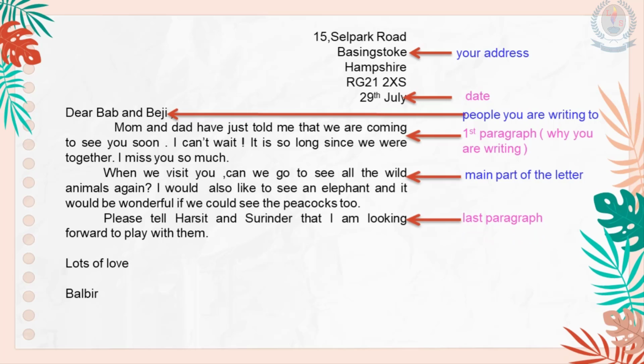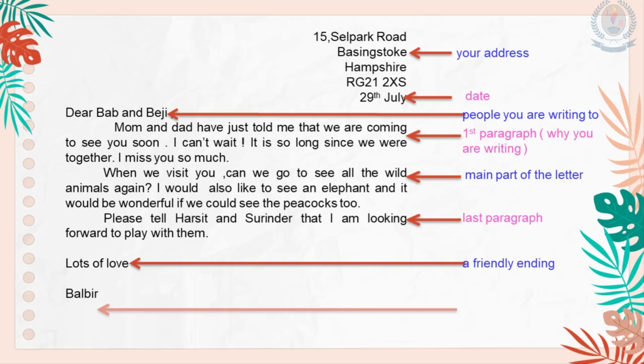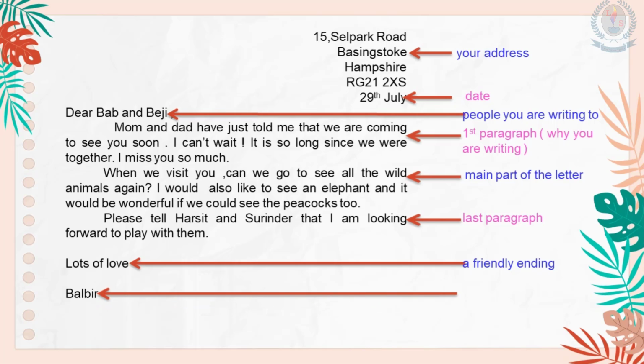Please tell Harsit and Surinder that I'm looking forward to playing with them. That is the last paragraph. Then, from the left corner, below the last paragraph, we should write lots of love. That is a friendly ending. After that, we can write the name of the person who has written this letter. That is Barbie. So you have to remember this structure, children, when you write a letter.